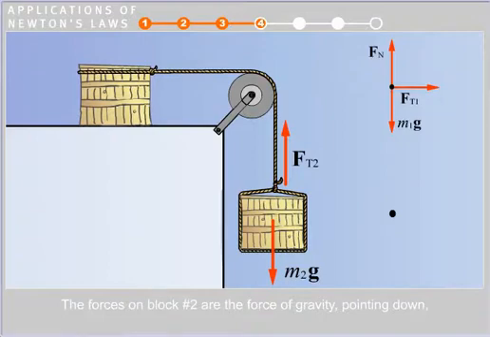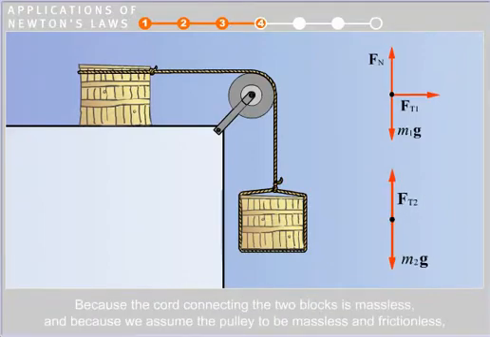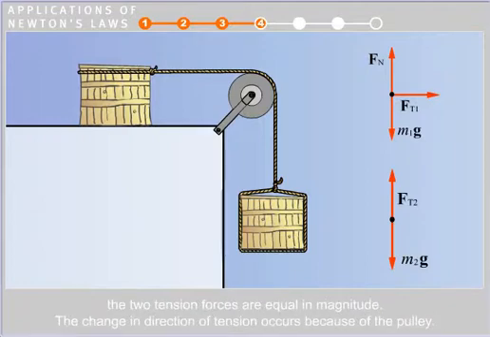The forces on block number 2 are the force of gravity pointing down and the tension force pointing up. Because the cord connecting the two blocks is massless, and because we assume the pulley to be massless and frictionless, the two tension forces are equal in magnitude. The change in direction of tension occurs because of the pulley.